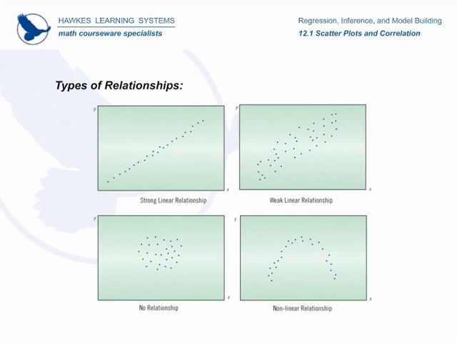Then in the bottom on the left we see no relationship, no linear pattern at all. And then next to it we see a non-linear relationship. We see a relationship there, but it isn't a straight pattern. It's more of a curved relationship.